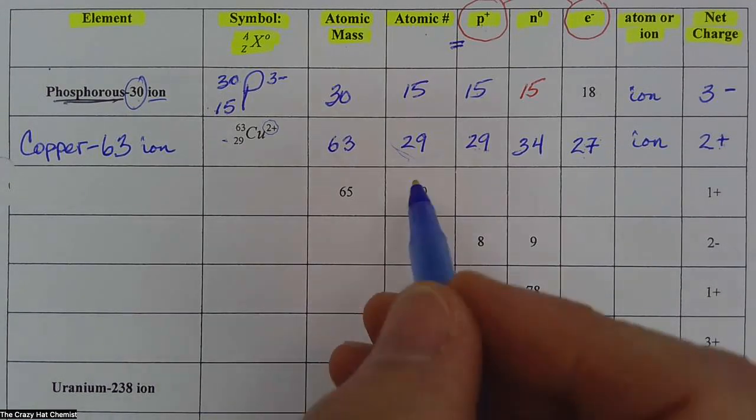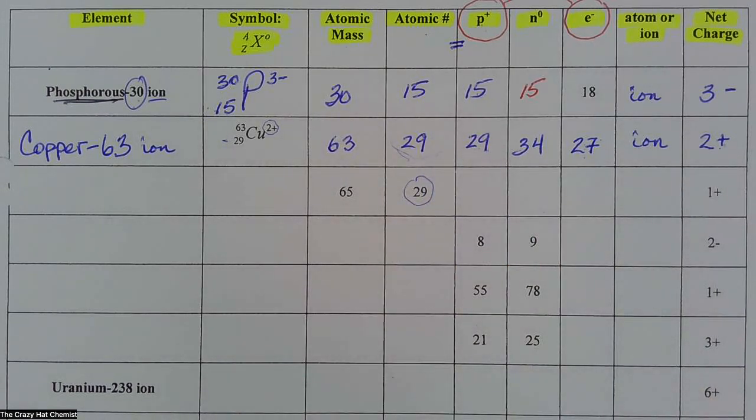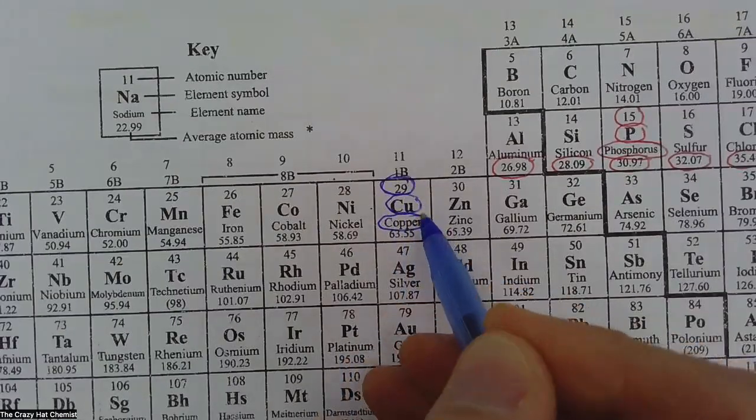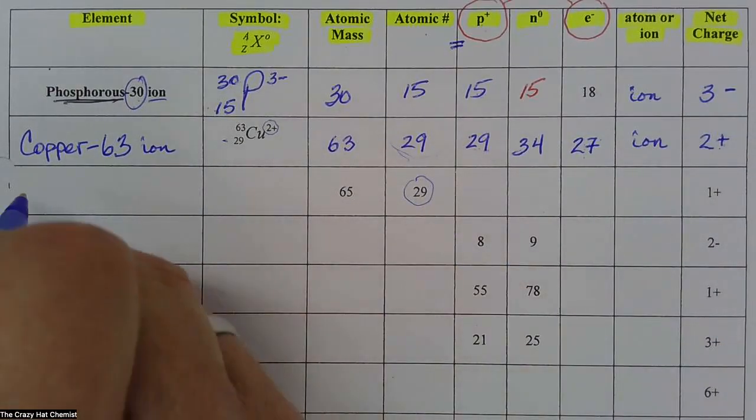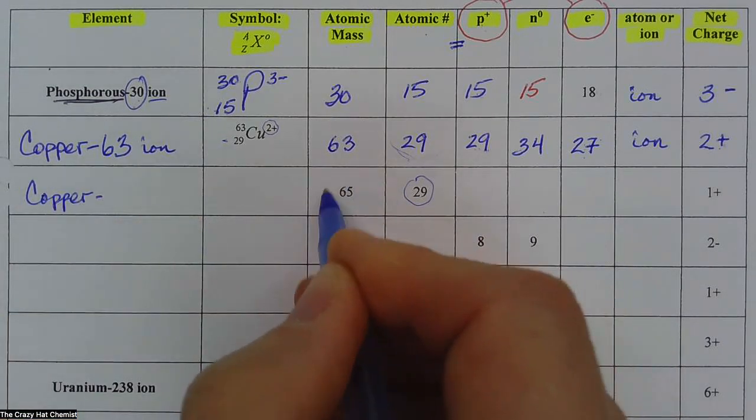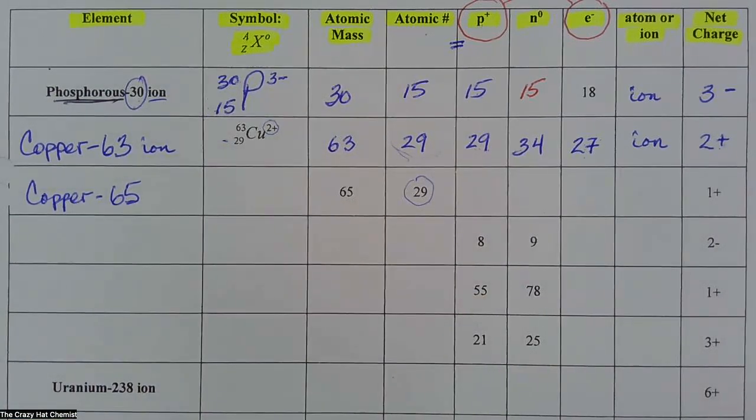So this next one here is atomic number 29. Now, normally, if we didn't already do the previous problem, what I would do is I would look up here and find atomic number 29, and it is Cu, and it is copper. So that is still correct. So this is copper dash, and the atomic mass is now 65. So this is a different isotope.